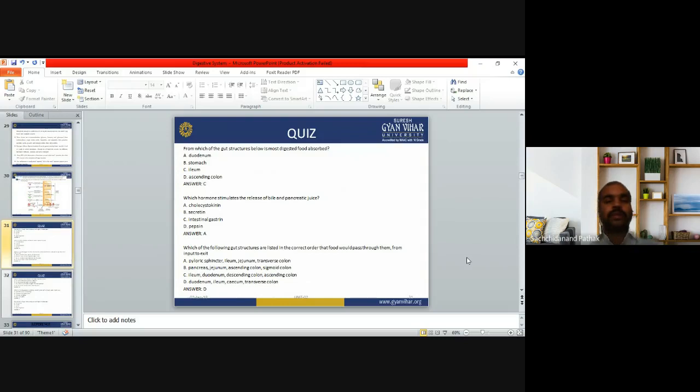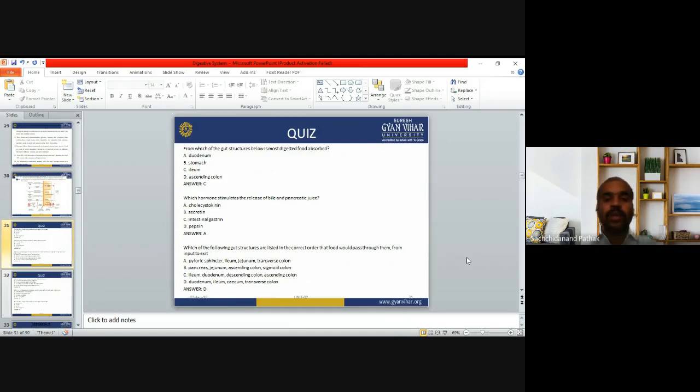First question: from which of the gut structures below is most digested food absorbed? Duodenum, stomach, ileum, and ascending colon. Duodenum is a small intestine part. Stomach is there. Ileum is again, like the duodenum, a small intestine part, and ascending colon. So the gut structure where most digested food is absorbed is the ileum.